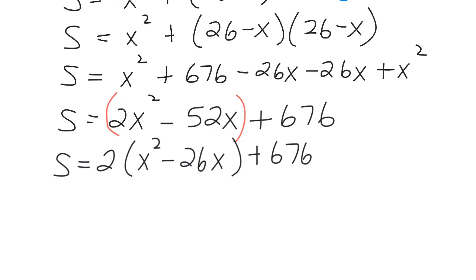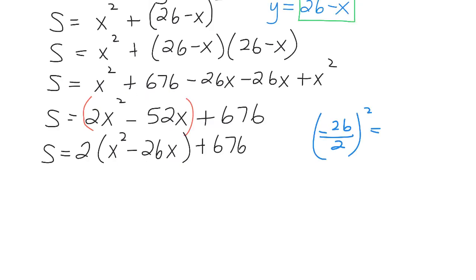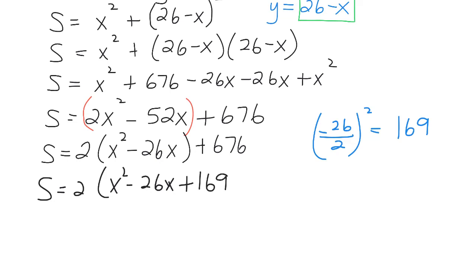We next have to create our perfect square trinomial, so we're going to take our b value of negative 26, we're going to divide it by 2 and square it off on the side. Negative 26 divided by 2 is negative 13. Negative 13 squared is 169. So we're going to go back to our equation. And inside our bracket, we are going to add 169 and subtract 169.